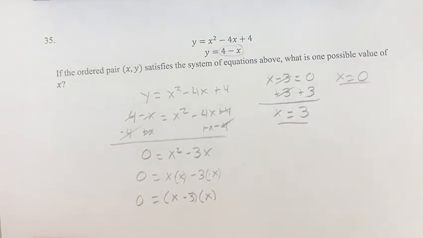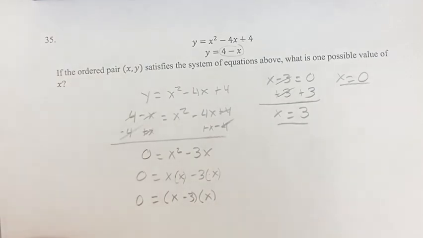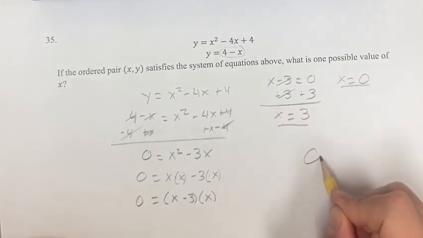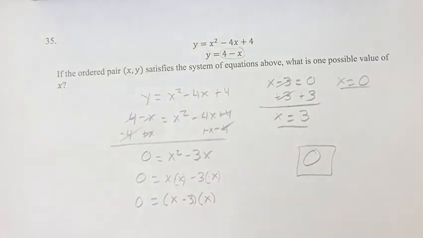We're asked what is one possible value, because you can only answer with one answer on the SAT. So you can just pick 0 or 3. Let's call it 0. Plug it into your test. 0 is your final answer.